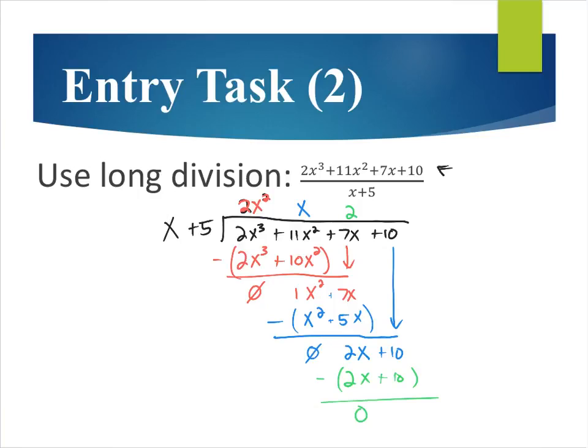And I get 0 and 0. And then I'm done. And so when I add the signs, it's a positive x and a positive 2. This is my answer, 2x squared plus x plus 2.